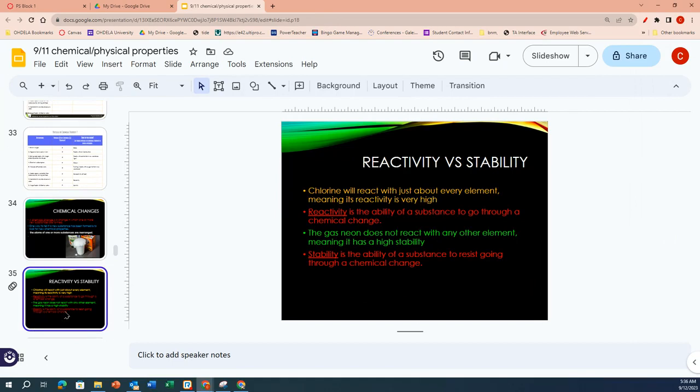Reactivity versus stability. Chlorine will react with just about every element, meaning its reactivity is very high. Reactivity is the ability of a substance to go through a chemical change. The gas neon does not react with any other element, meaning it has a high stability. Stability is the ability of a substance to resist going through a chemical change.